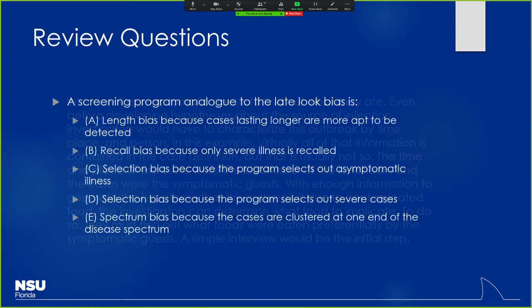Okay. So kind of moving on from that, let's say a screening program analog. We're doing a screening program, evaluating for, say, new incident cases of disease. What's an analog to the late look bias? Is it length bias, because the cases lasting longer are more apt to be detected? Recall bias, because only severe illness is recalled? Selection bias, because the program selects out asymptomatic illness? Selection bias, because the program selects out severe cases? Or spectrum bias, because cases are clustered at one end of the disease spectrum? I think A. What do we think?